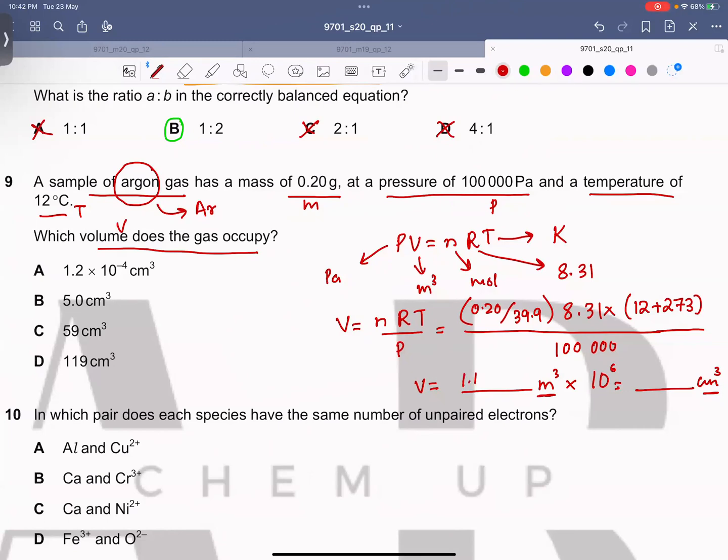1.186 exponent minus 4 meter cube. So just multiply it with exponent 6. What value are you getting? I think you would be getting 118.6. And if you see here, we are given 119, so it would be rounded off to 119. So it means A, B, and C are the wrong options, and D is the correct answer.